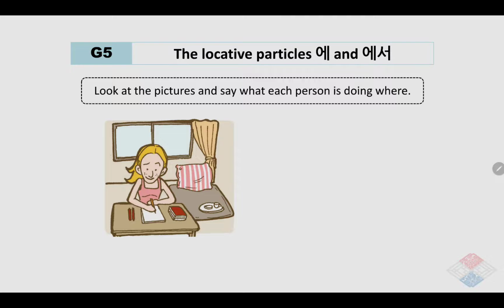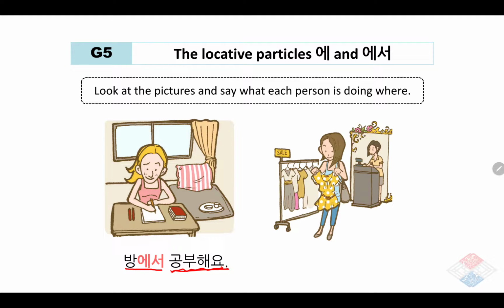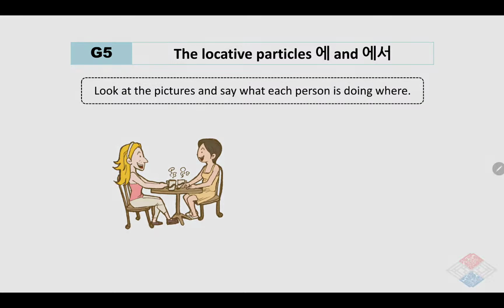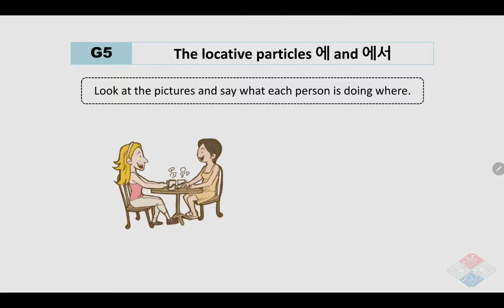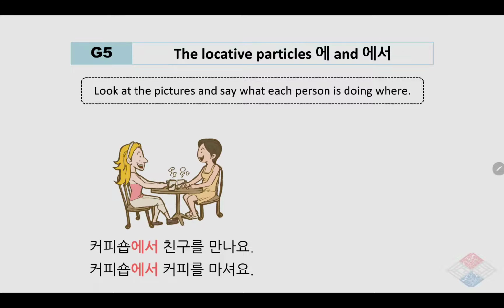Okay, so look at the pictures and say what each person is doing where. So this person is studying at a desk, right? Or in her room. 방에서 공부해요. Studying is a dynamic one, so you use 에서. 방에서, in the room. Here, she is shopping at a department store. So since she's doing something dynamic, you use 에서. Okay. These two are talking. 커피숍에서 친구를 만나요. They're meeting their friend. 커피를 마셔요. Because it's dynamic, you use 에서. 커피숍에서.